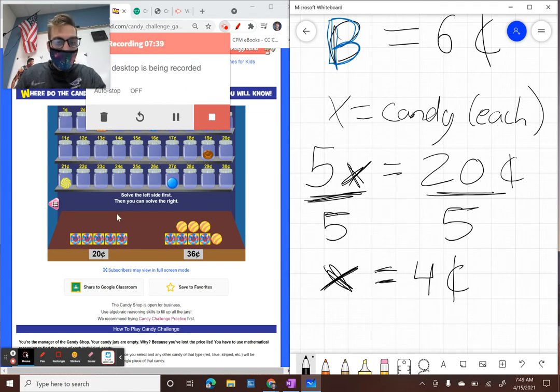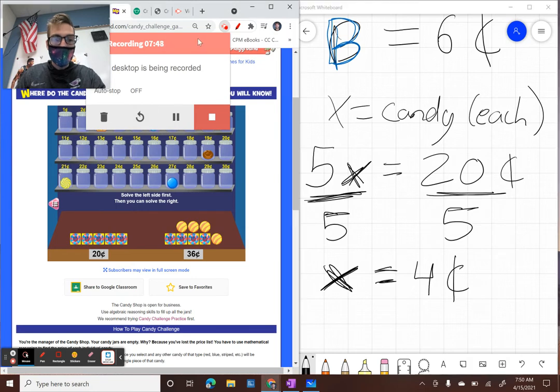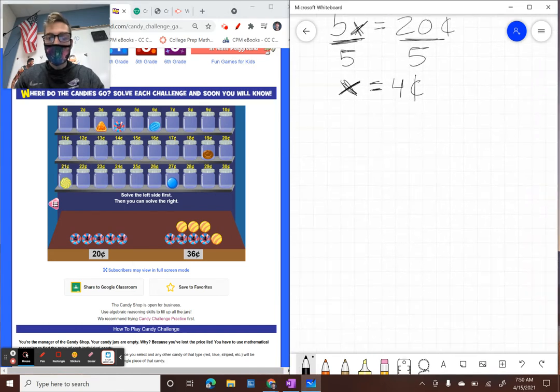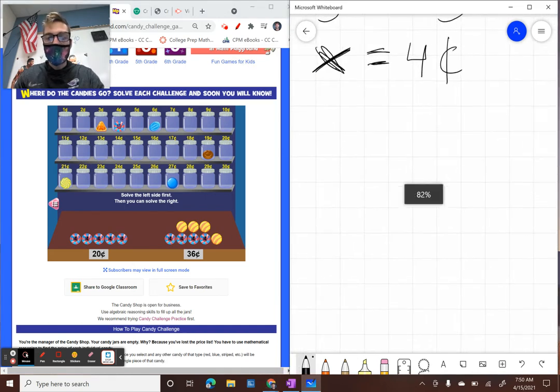So based on the fact that those 5 candies add up to 20 cents, I'm going to say that they're each worth 4 cents based off my work that I just showed, okay? All right, there we go. We got it. So now that we figured out the cost of the blue candies, we can go ahead and use that information to figure out the cost of the yellow candies.